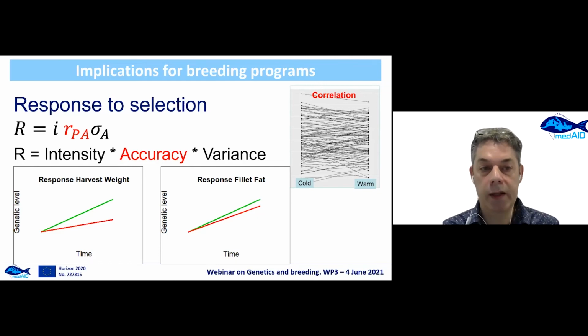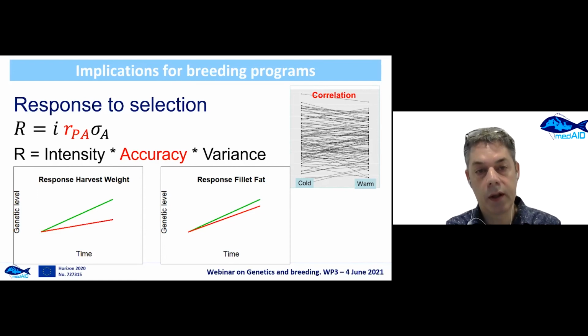How intense you select, so how much better your selected animals are than the average. The accuracy, I put that here in red because the correlation relates to this. And how much variation there is. So if you take the top 10% from a very narrow variance, you don't move as much as when you take the top 10% from a very wide variance in your population. But this genetic correlation between environments affects the accuracy.